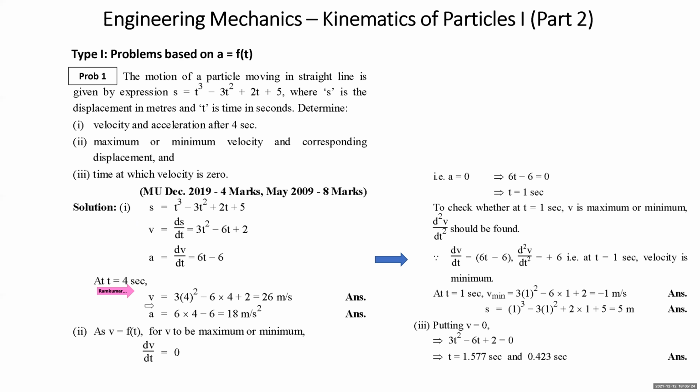At t is equal to 4 seconds, you just substitute the value of t in the velocity and acceleration expressions, and you get velocity as 26 meters per second and acceleration as 18 meters per second square.